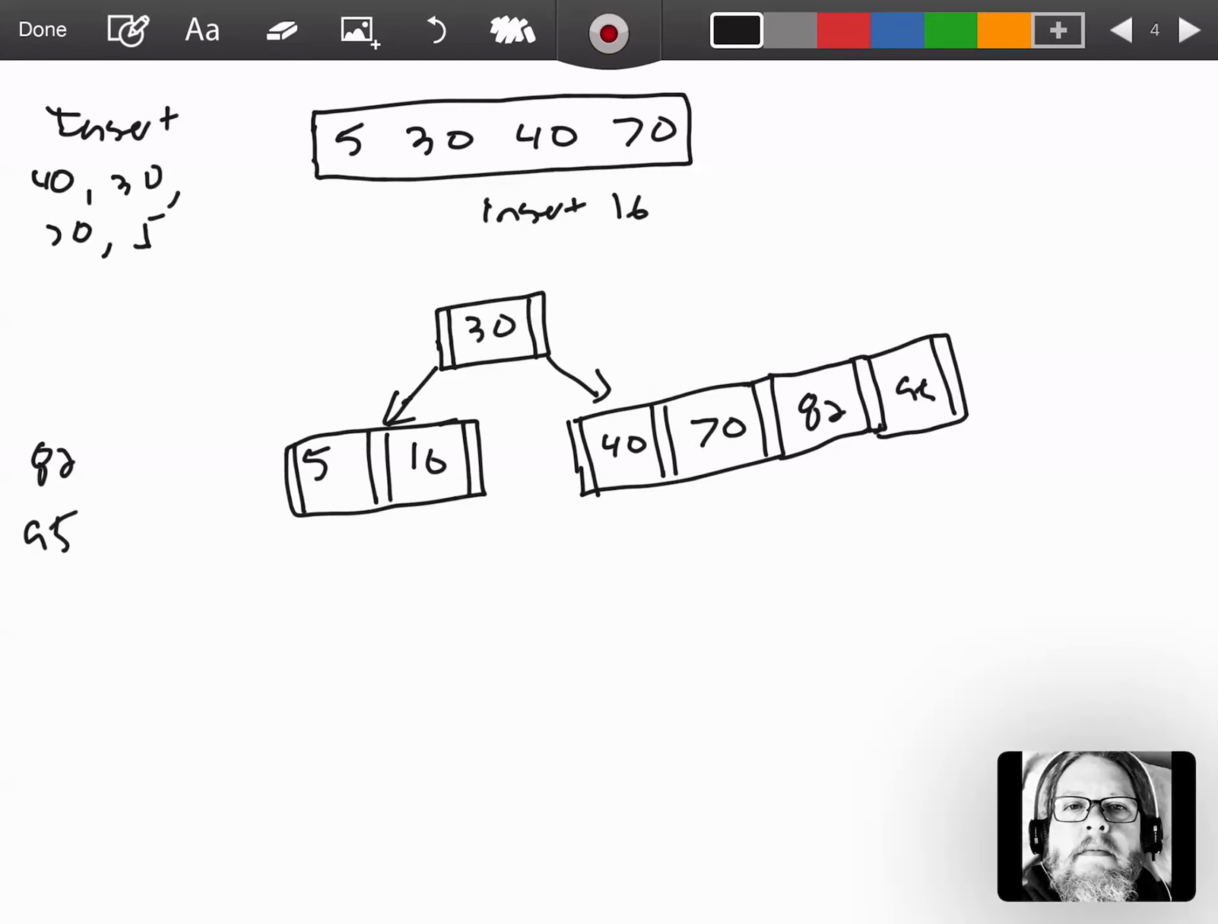So if now we want to insert a 100 into this list, the 100 is greater than 95, so it doesn't look like it fits.